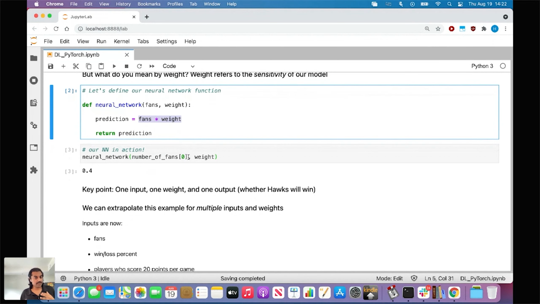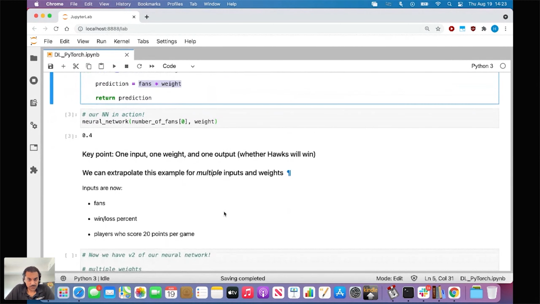Now, where it gets complex is when we have multiple inputs. In the real world, it's not nearly as one-to-one like that. It's going to be multiple inputs and multiple weights. So let's see if we can flesh out our example a little bit better.